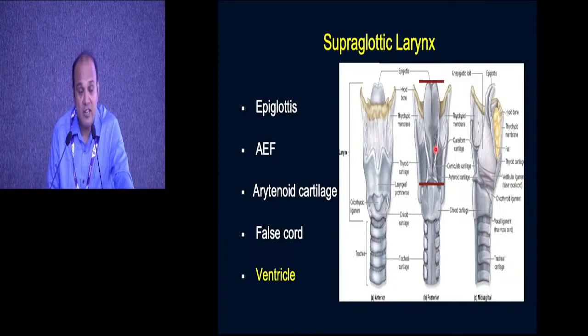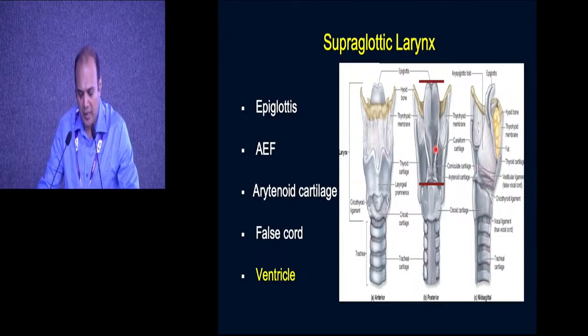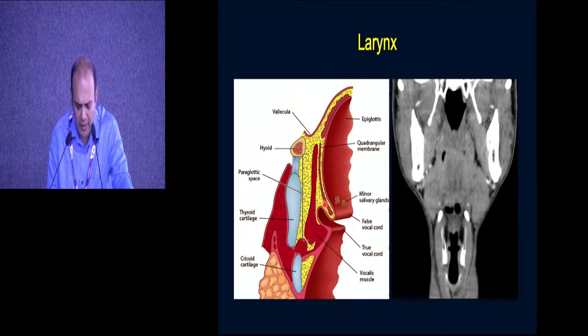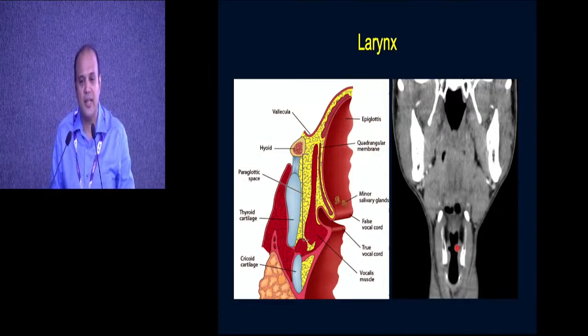Now coming to the ventricle, it is very difficult to make out the ventricle in the axial plane. We have to use a coronal view to see the ventricle. The ventricle is between the false cord and the true vocal cord. So this is the false cord and this is the true vocal cord, and between them you have a ventricle. So this is a coronal view. Can you make out this area? Between these two is a small slit-like structure. That is a ventricle.